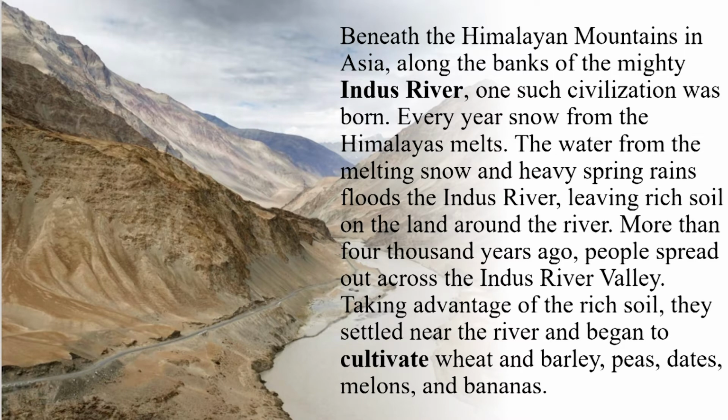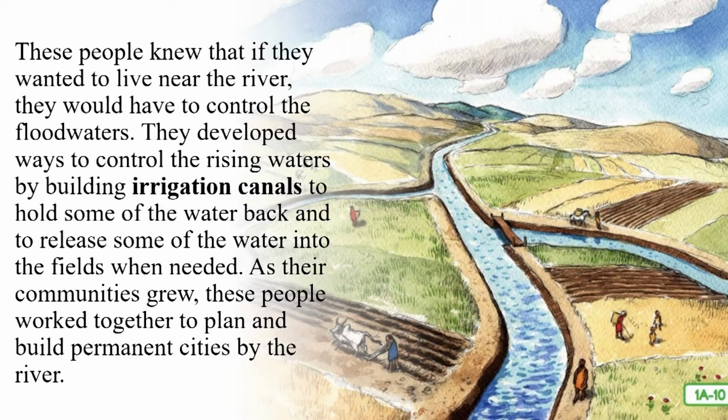Every year, snow from the Himalayas melts. The water from the melting snow and the heavy spring rains floods the Indus River, leaving rich soil on the land around the river. More than 4,000 years ago, people spread out across the Indus River Valley, taking advantage of that rich soil. They settled near the river and began to cultivate wheat and barley, peas, dates, melons, and bananas.